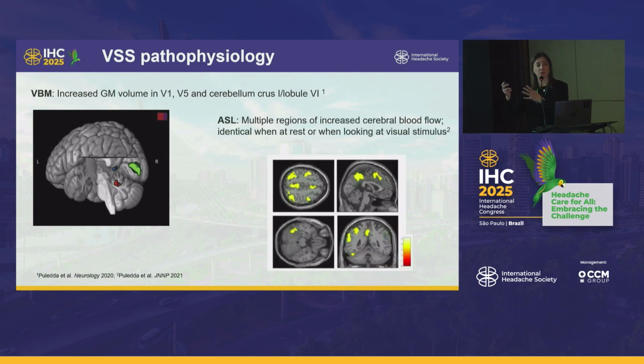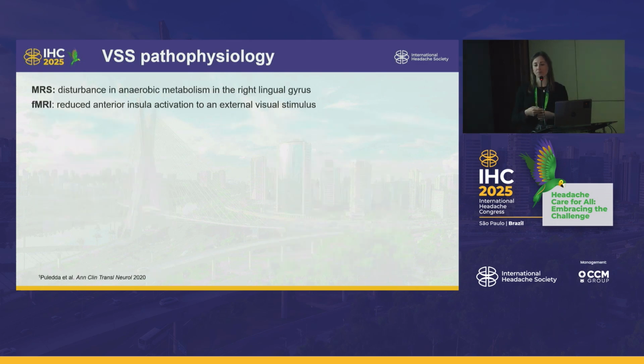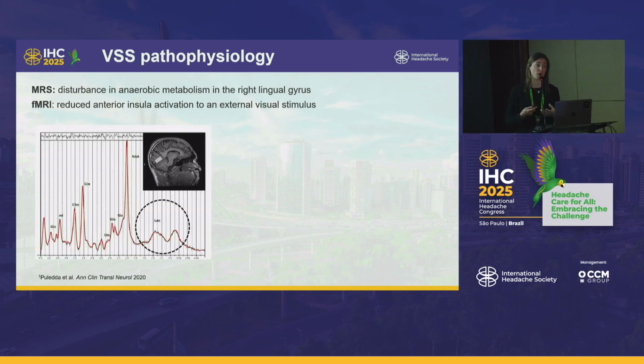And this was actually confirmed with functional studies, such as this one, that use ASL, arterial spin labeling, that indirectly measures neuronal activation. And you can see that there's a widespread network of altered function in patients with visual snow that, again, involves areas of the attentional and salience networks. And we also confirmed changes in metabolism in these patients with spectroscopy. In particular, we found altered anaerobic metabolism in the lingual gyrus.